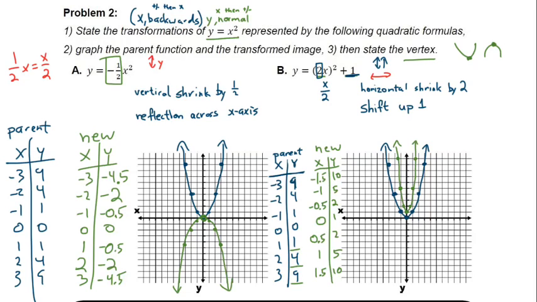Alright. Oh, I forgot. State the vertex. Well, the vertex for this one is at 0, 0. The vertex for this one is at 0, 1. The vertex right there.